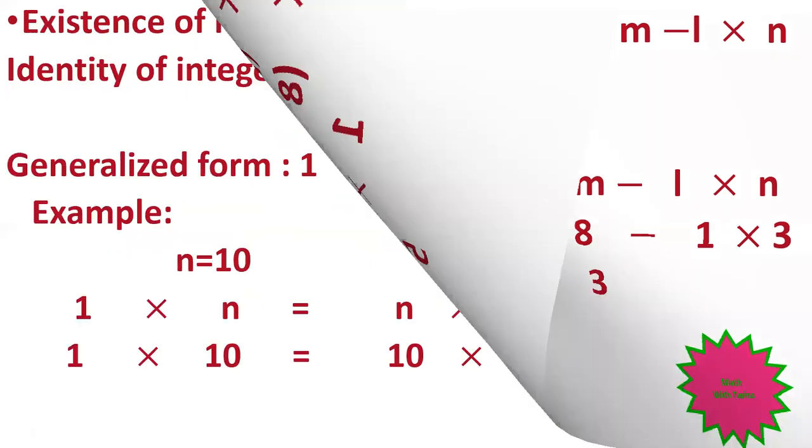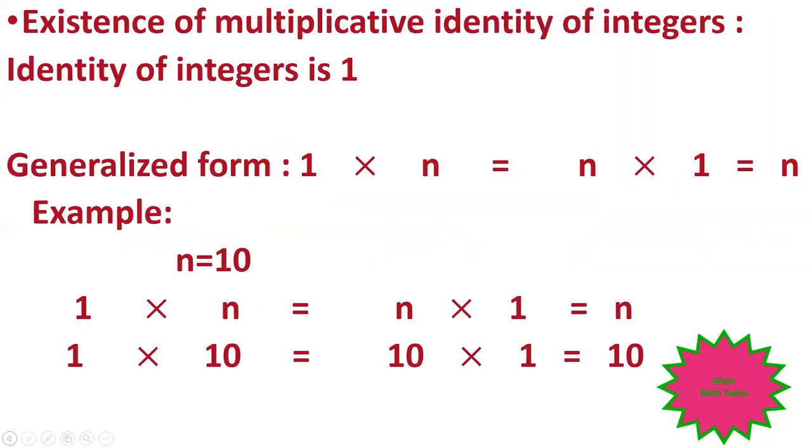Moving on, existence of multiplicative identity of integers. The identity of integers is 1. Now let's see its generalized form. It says that n is an integer and 1 into n equals n into 1 equals n. Okay, now keeping this formula in mind, let's assume that n is equal to 10 and substitute the value.